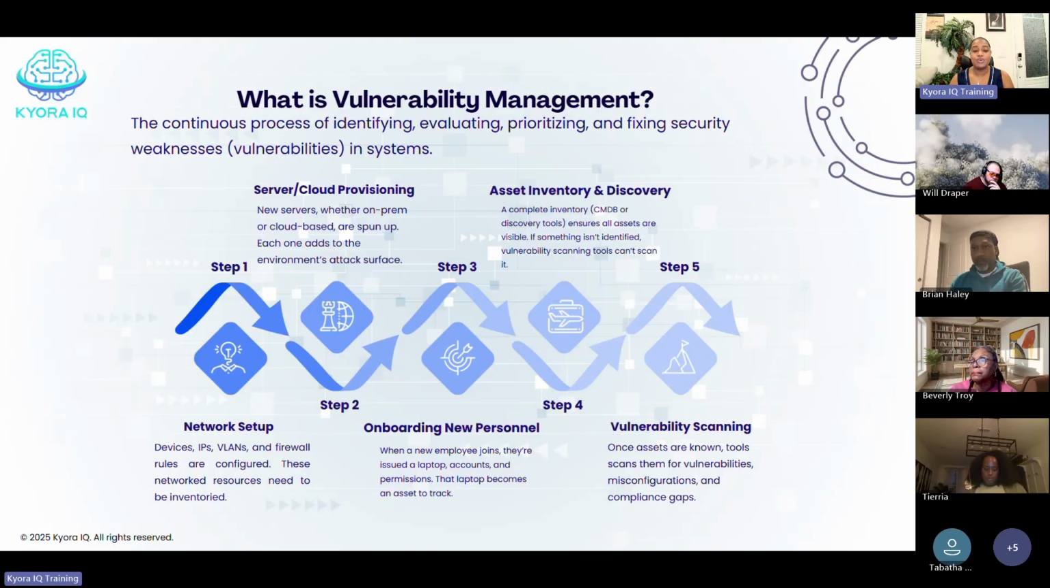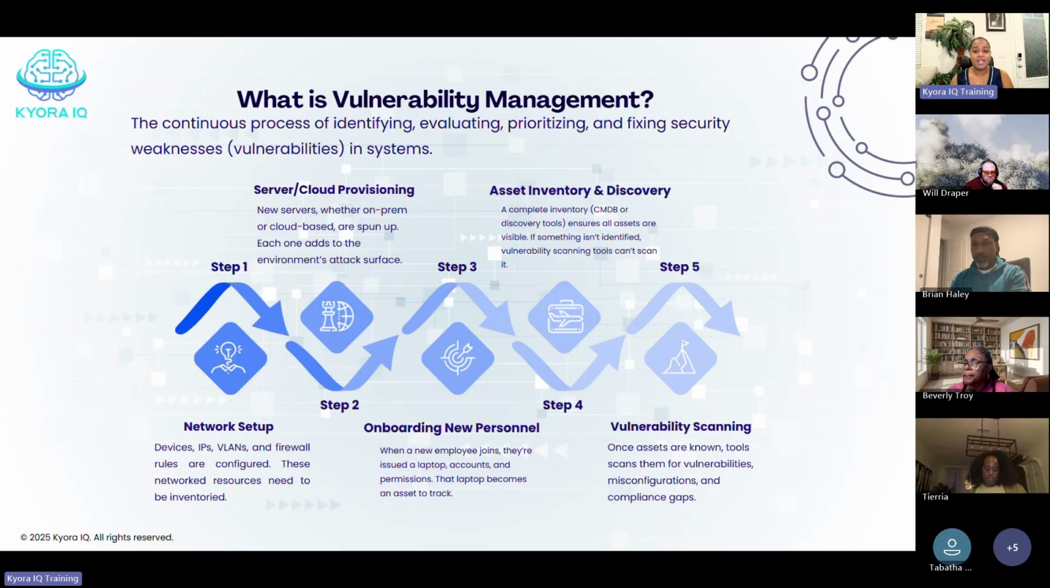Step two is your server and your cloud provisioning. Whether it be on-prem or in the cloud, you want to set up your infrastructure. Step three is onboarding of your personnel, so issuing those employee laptops as we talked about in the infrastructure class.